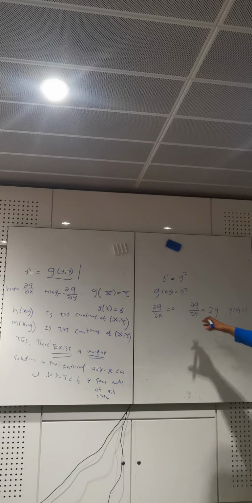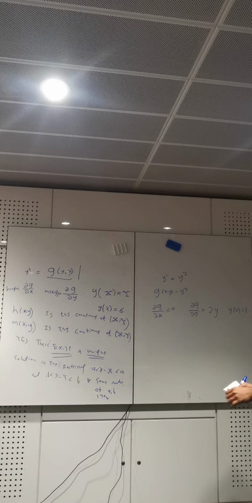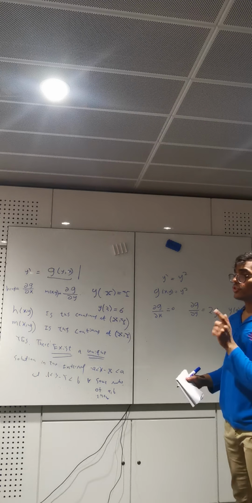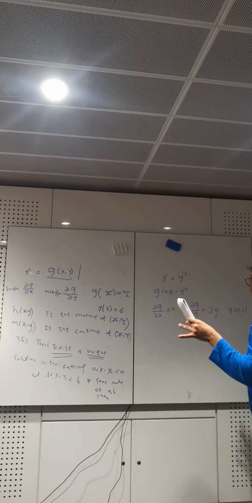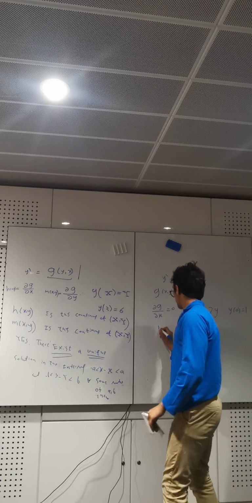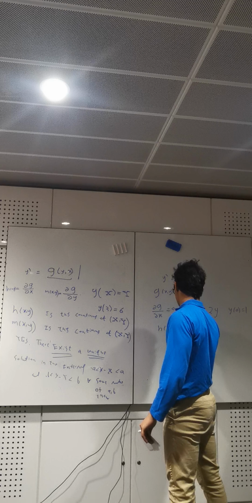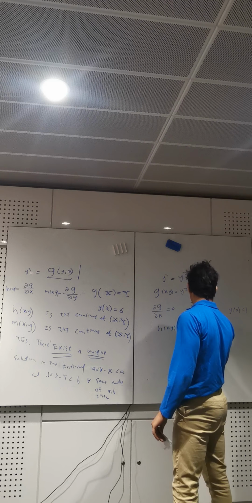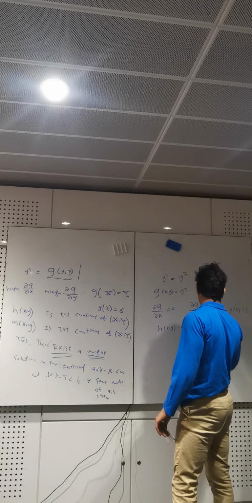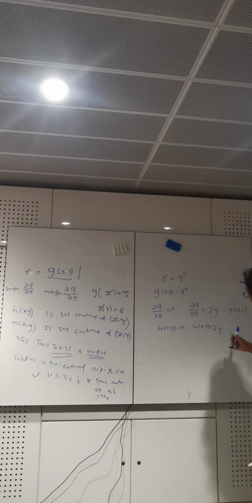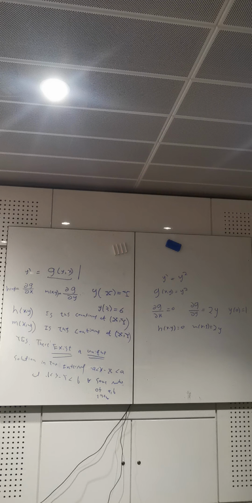So we get two functions. The first function we call h of x and y, or whatever you want to call it. This is the first function. And this is the second function of x and y, which will be 2y. This function is continuous everywhere, and this function is continuous everywhere.